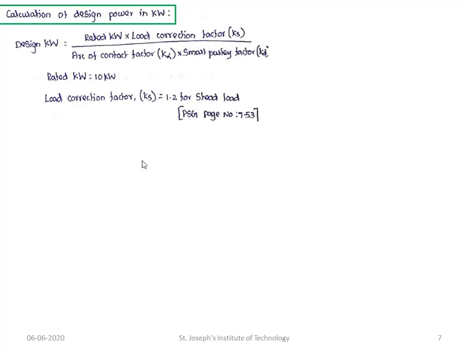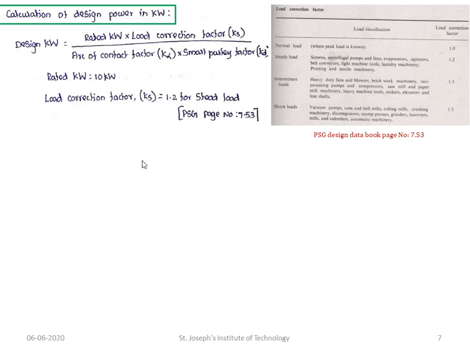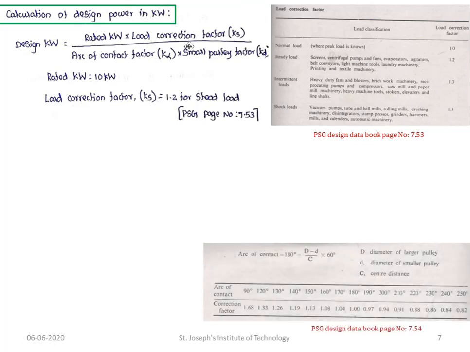Then the load correction factor, we can take it from the design data book. For that I am going to data book page number 7.53. My application is fan, and for a fan the load correction factor is given as 1.2. So I have noted that value, 1.2.